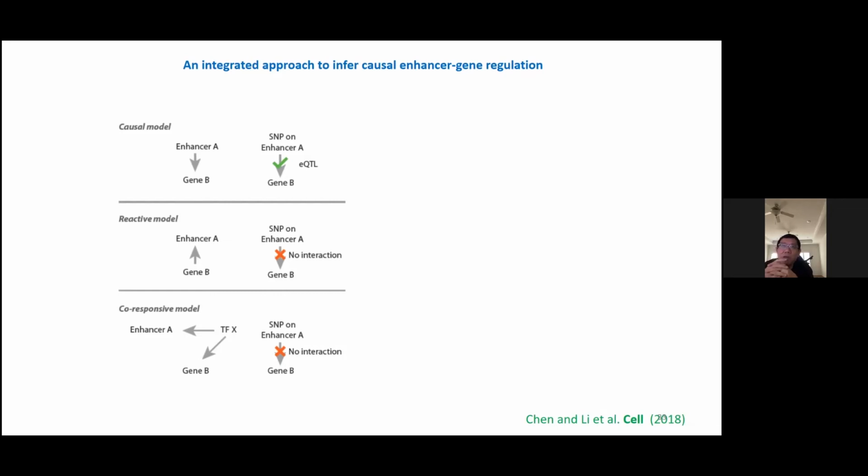So if an enhancer really causes gene expression, you would expect to observe the eQTL signal for the SNP on the enhancer. But on the other side, if the co-expression is due to the gene regulating the enhancer, that's a reactive model, you will not see that. If the enhancer and the gene are co-regulated by a third factor, you will not see this eQTL signal.